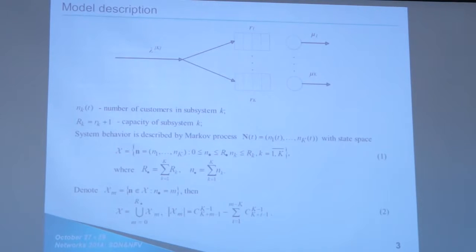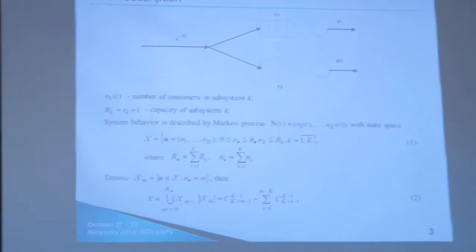The state space of this process can be described as in Formula 1. Then, for our further analysis, we need to denote some subspaces of states: X_M, that consists of states where exactly M customers are in the system. Then we need to calculate the stationary probabilities of the closed model.